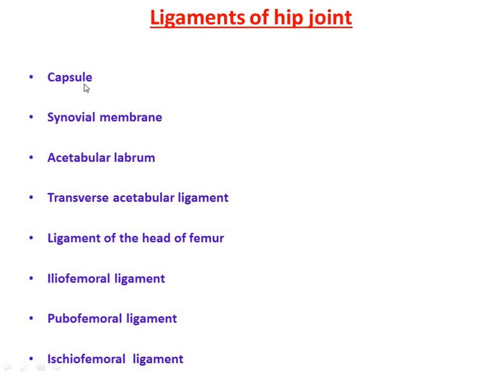The capsule is a fibrous capsule, as is present in any other synovial joint. So the hip joint also has a fibrous capsule. Inside, lining the fibrous capsule, is the synovial membrane, which is a typical feature present in case of synovial joints.